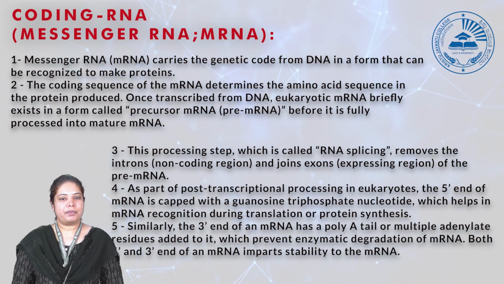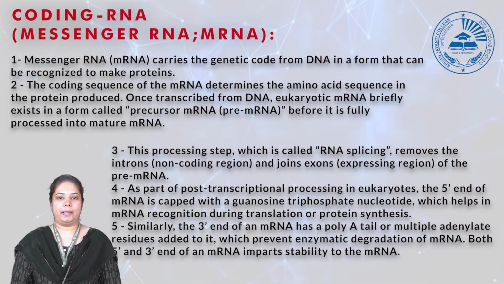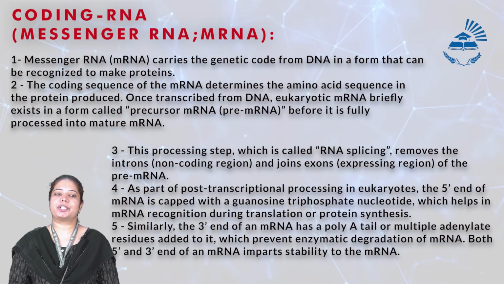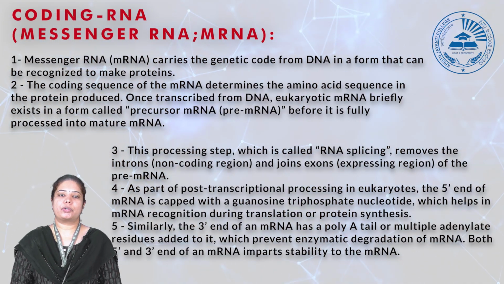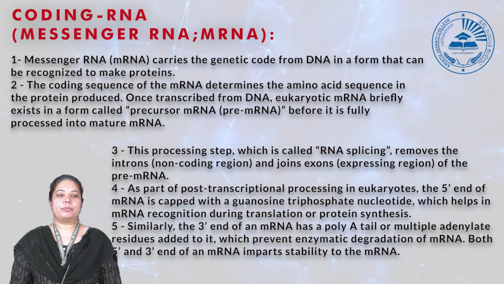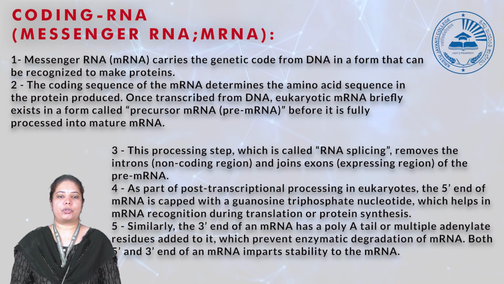Once transcribed from DNA, eukaryotic mRNA is called pre-mRNA. Before it gets matured and processed, we call it pre-mRNA. After it is completely processed, it is called mature mRNA. So through mRNA only, different protein molecules are expressed. The process of converting pre-mRNA to mature mRNA is called RNA splicing. This removes the introns, which are non-coding sequences, and joins the expressed sequences to form mature mRNA.